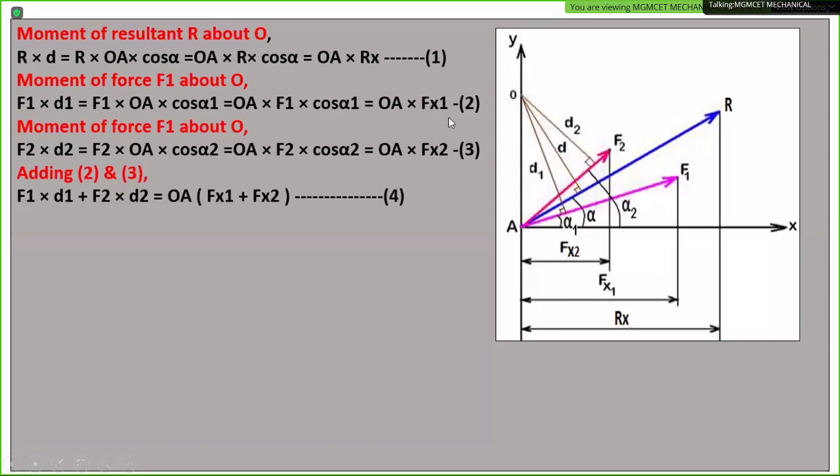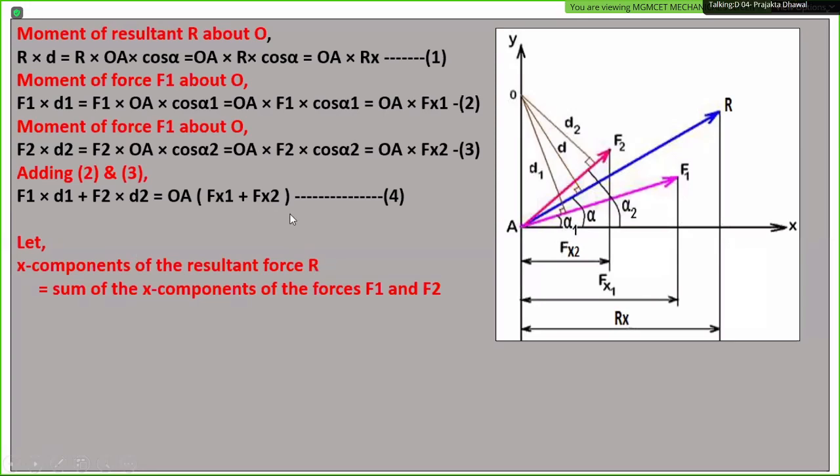Now if I add 2 and 3, यानी moment of the force F1 plus moment of the force F2. So F1 into d1 plus F2 into d2 is equal to OA into (Fx1 plus Fx2). ये कॉमन ले लिया हमने, वो दोनों में OA कॉमन है. So OA in bracket Fx1 plus Fx2, and that is the equation number 4. Next one is x component of the force.